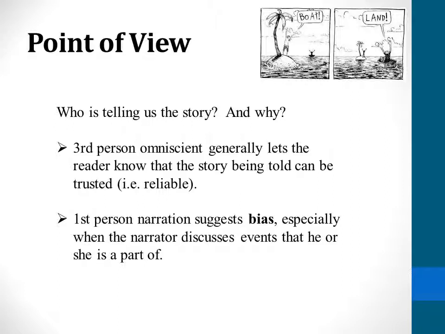Alternatively, you have the first person narration. This often suggests bias, especially when the narrator discusses events that he or she is a part of. So first-person narration would use I did this and I did that. And the issue again is that in all of our own minds, we prefer to be the hero of a story rather than the villain, even if we are the villain. And as a consequence to that, we skew stories to suit our perspective. And as a consequence, the story may not be as reliable as we normally think it is.